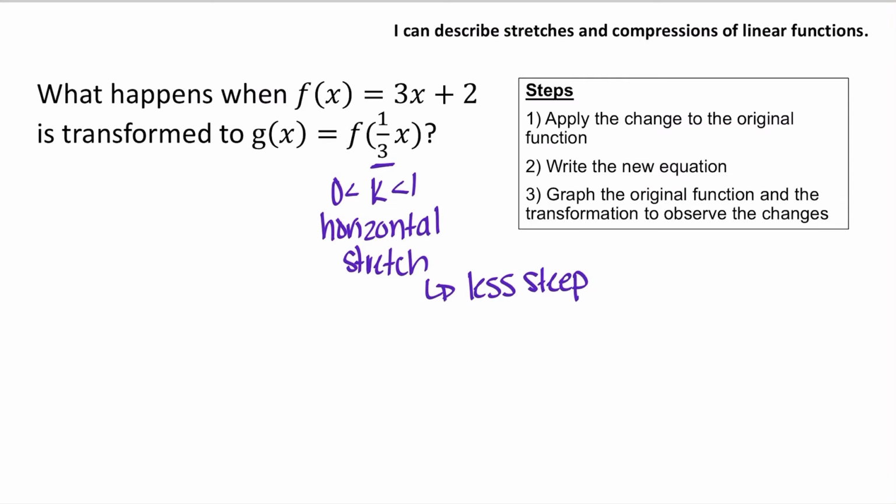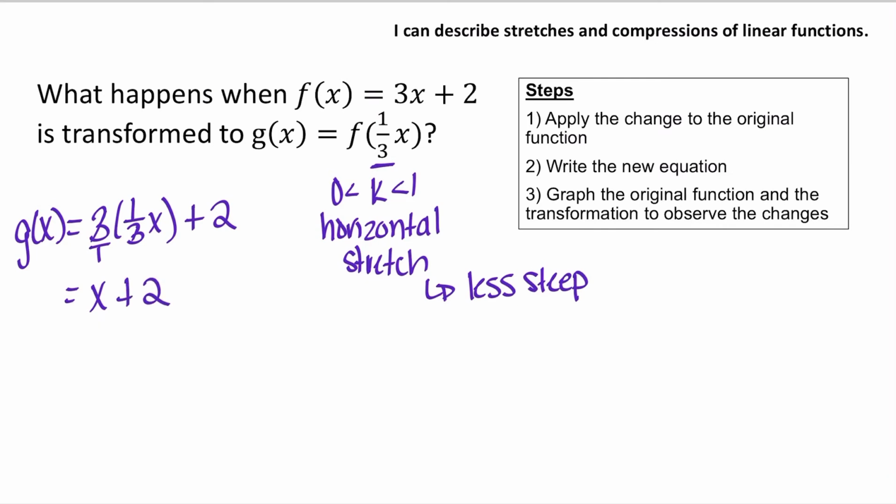If I plug in to see the equation, I get g of x equals, and then I plug in 1/3 for x, and I get 3 times 1/3 x plus 2. 3 times 1/3, the 3 and 3 will cancel, leaving me with just x. So I have x plus 2. If I look at the slope of this line, the slope will be 1. That is the value of m. And then if I look at this original equation, my value of m is 3. So m is smaller, so that is why my graph will be in fact less steep.